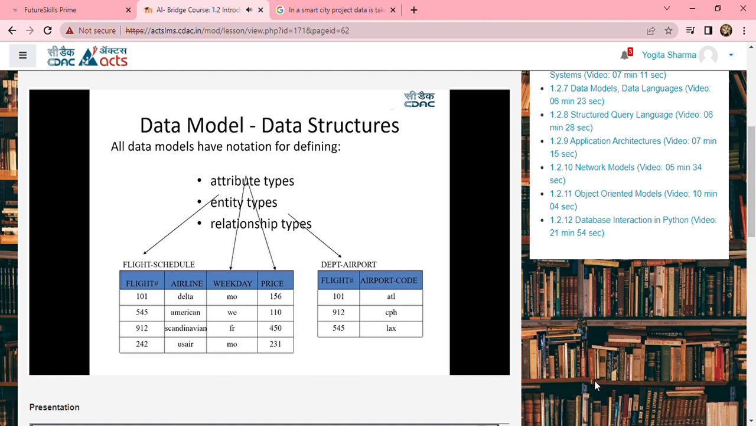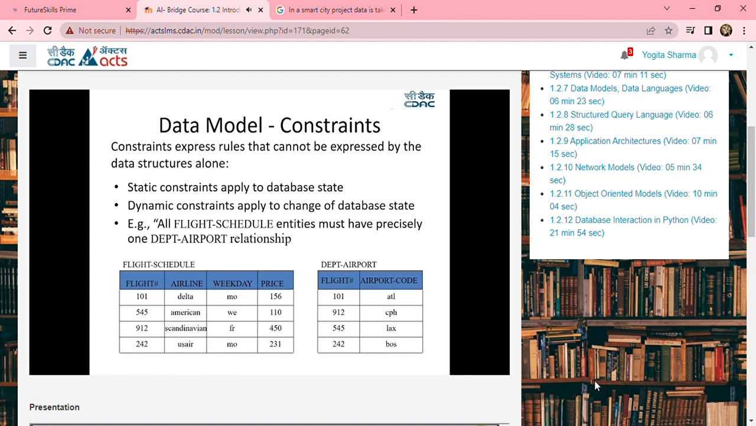In this particular example, the attribute type is nothing but your airline column alone. If you are just looking at the airline column alone, then it is your attribute type. The entity type is the data related to the flight and the schedule. And the relationship type is nothing but the relationship between certain columns of flight schedule and the departure airport. So these are the data structures with respect to the data model. Now, what are data constraints? Constraints are nothing but the limitations.